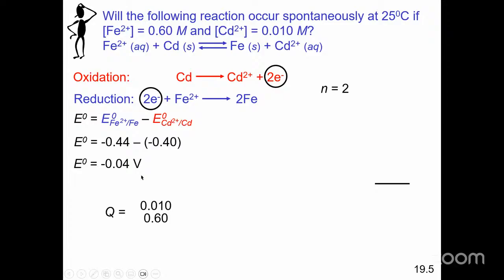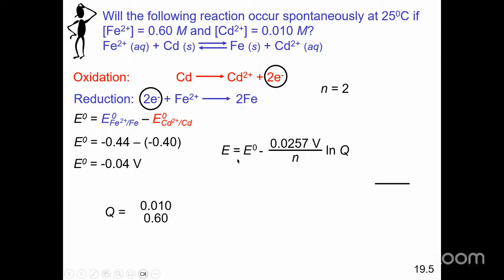So that will be the standard EMF. But the question is not asking for the standard EMF. It's asking, will the following reaction occur spontaneously under these conditions? So therefore, you need to find the EMF under those conditions, right? And that's where the Nernst equation comes in.